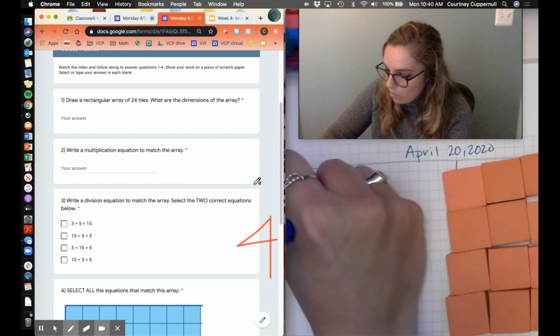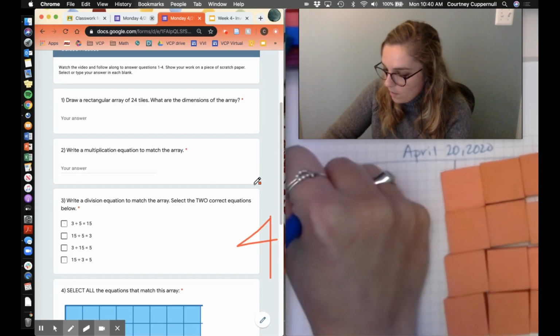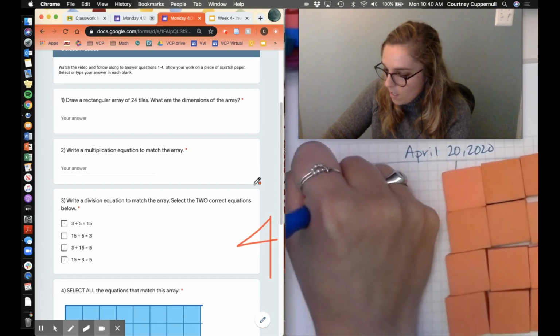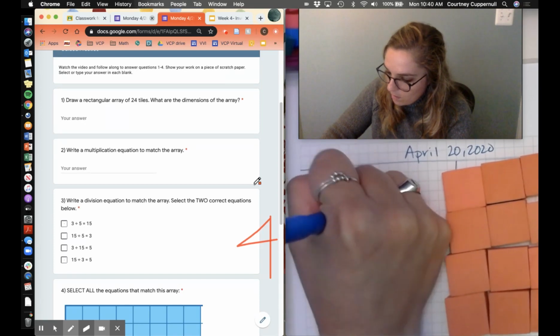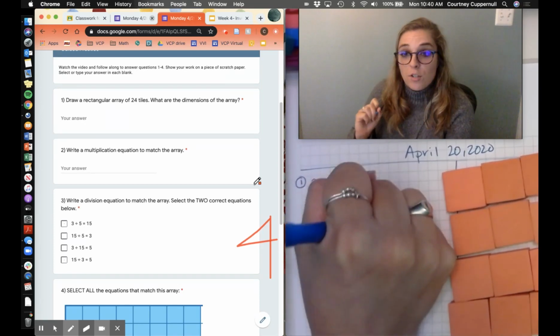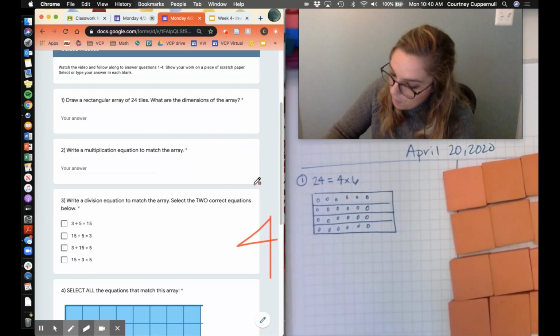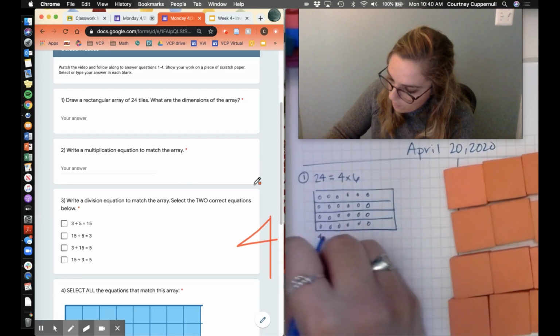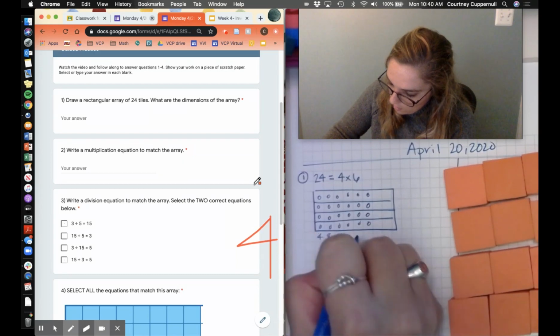So be 1, 2, 3, 4, 5, 6, 7, 8, 9, 10, 11, 12, 13, 14, 15, 16, 17, 18, 19, 20, 21, 22, 23, 24. You can also mark your counting. A good mathematician would probably do something like this. 4, 8, 12, 16, 20, 24.